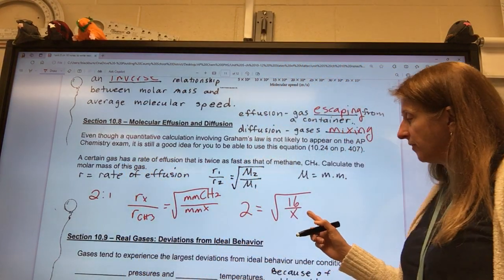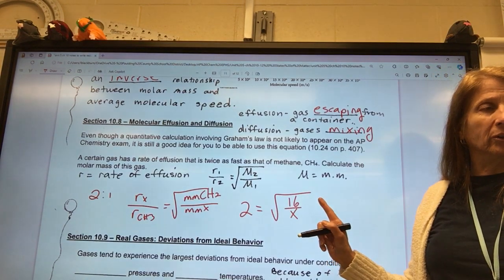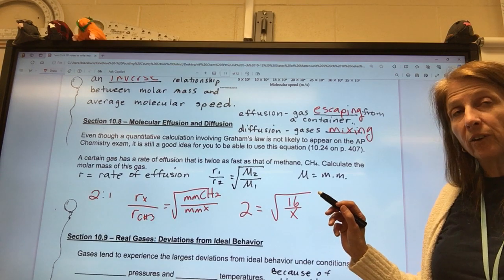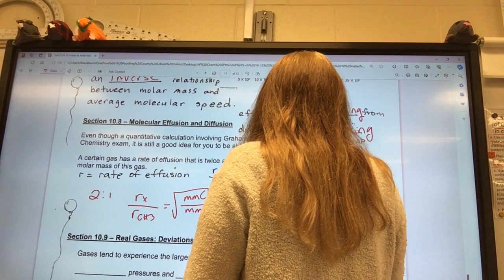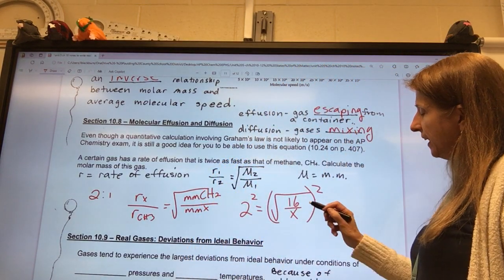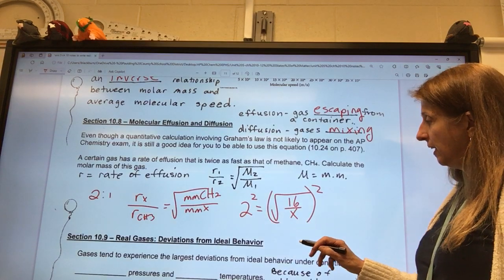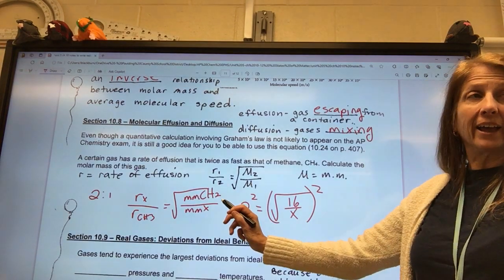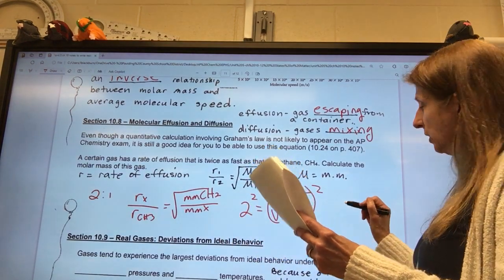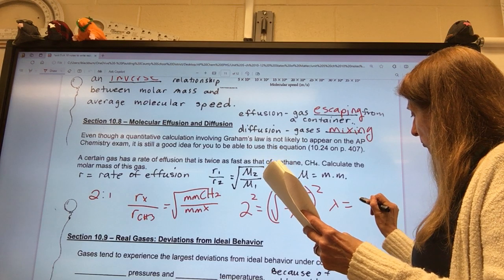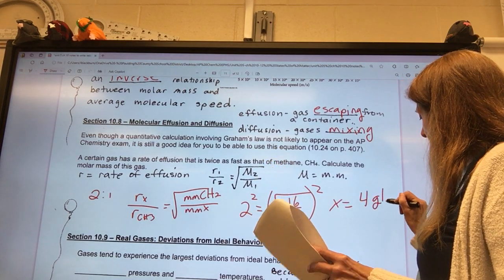Now, how do I solve this equation for x? How do I get x out of the denominator when it's square rooted? What do I do first? Square both sides. So I'm going to first square both sides, and that'll get rid of the radical. And now what do I do to get x by itself? I'm going to multiply both sides by x to get it out of the denominator, and then I'm going to divide both sides by 2. So x equals 4. 4 grams per mole is its molar mass.